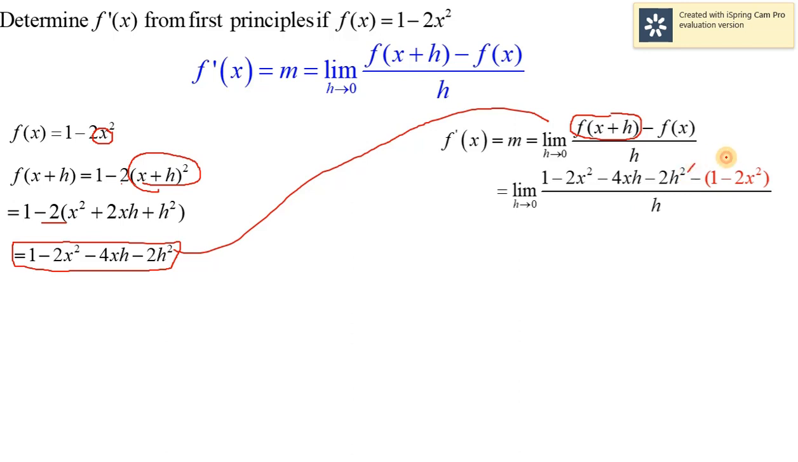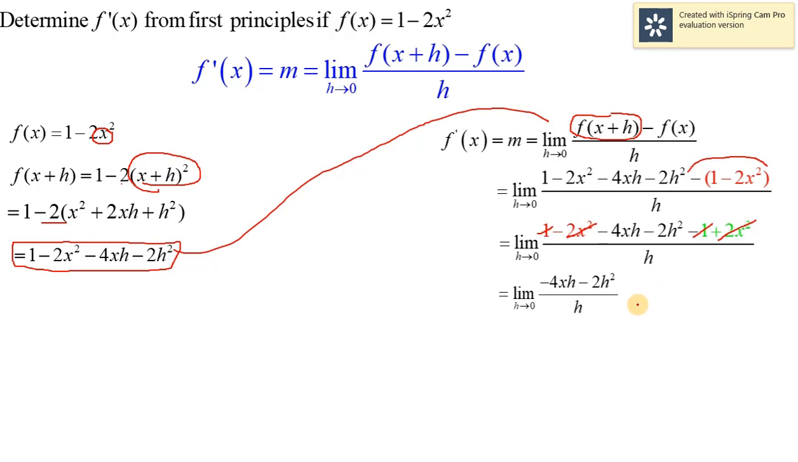Obviously, you know that you have to simplify this portion. If I simplify that portion, I get what I have in green here. Once I have the value here, I know it is going to cancel off with something somewhere else in the numerator. If it does not cancel, it means you have done something wrong. For now, I can see the negative 1 cancels off with a positive 1. The 2x squared cancels off with the minus 2x squared. And I am now left with minus 4xh minus 2h squared divided by h.